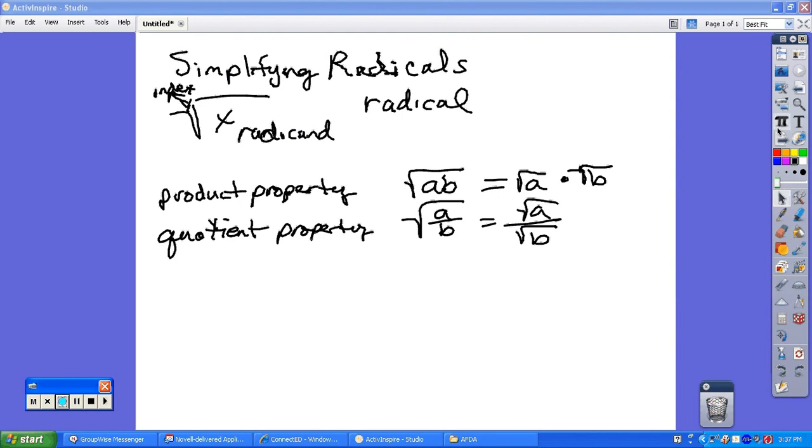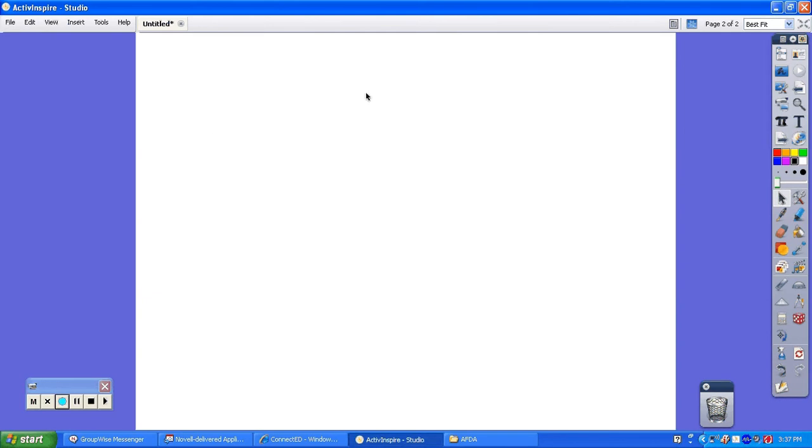So let's just jump in and do a few of these. All of these are going to be simplified. So we're going to do square root of 28. Now you can use the factor tree, and I don't have a problem with that, but I'll be honest, I don't normally do that. But if that makes it easier for you, please feel free to do that.